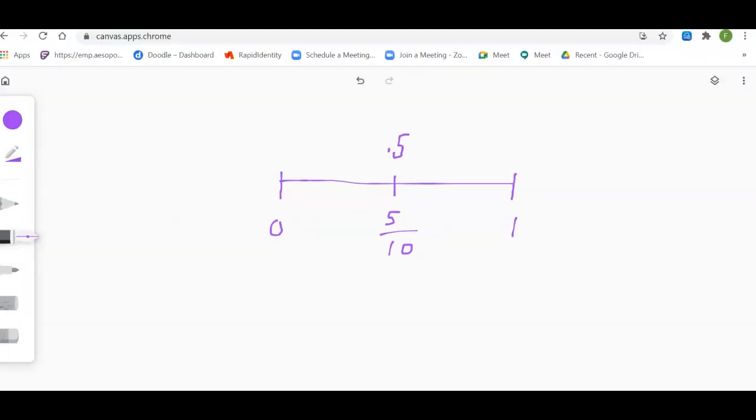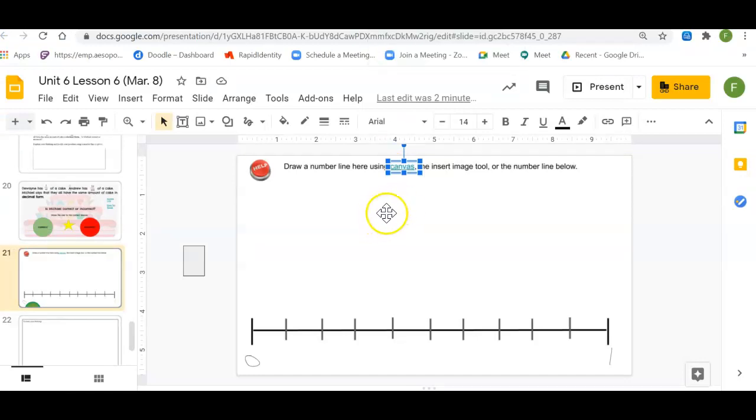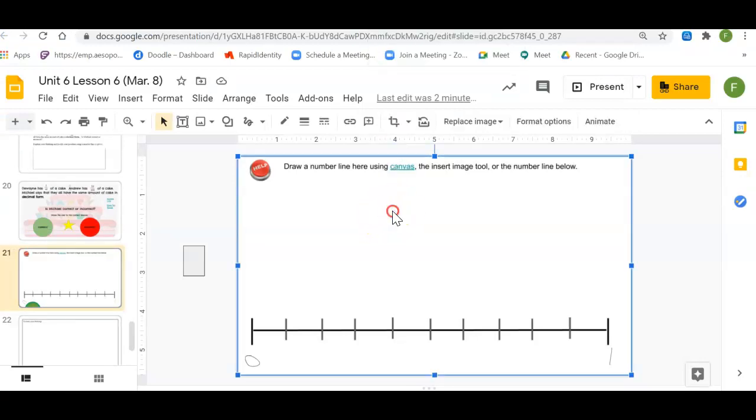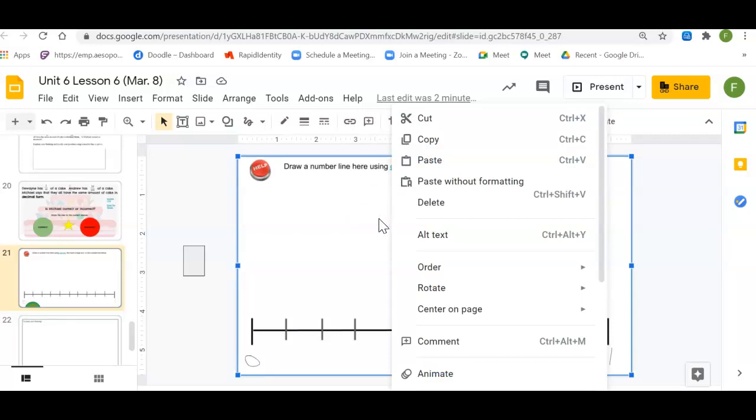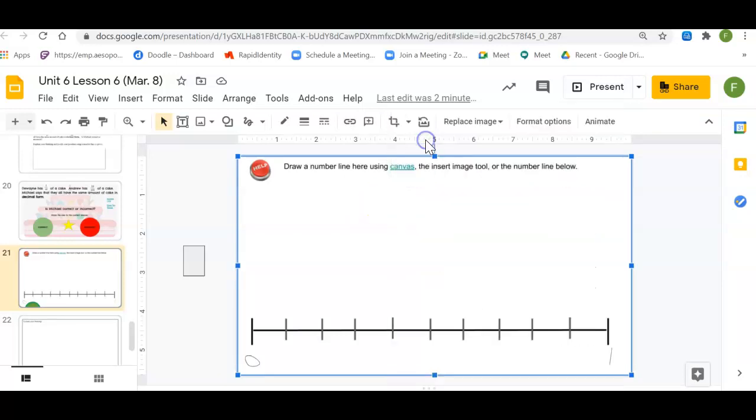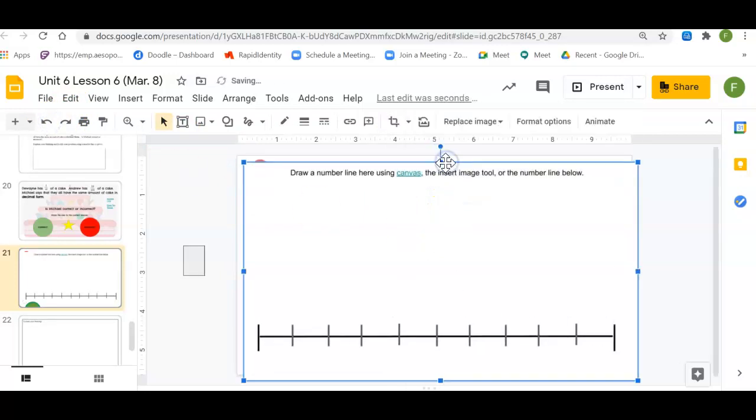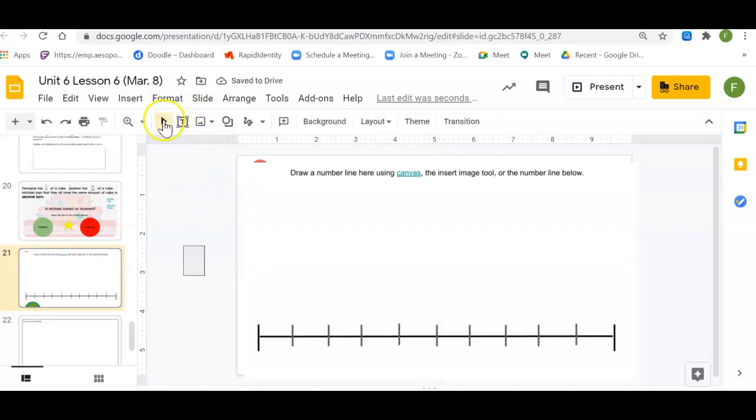I'm going to go back to my slides. So now I'm going to click inside of the slides, and I'm going to right click in there. And oops, oh, that's not what I wanted. So I'm going to right click. I need to do paste. Okay, so that means I got to go back.